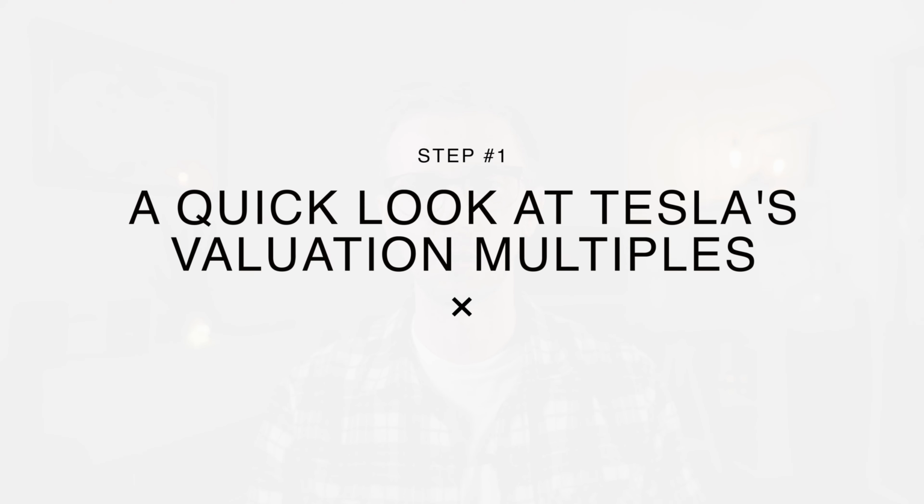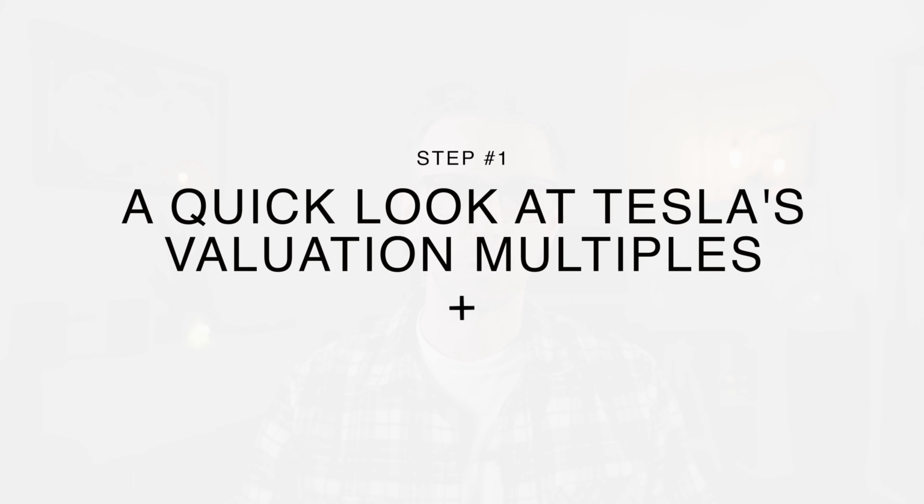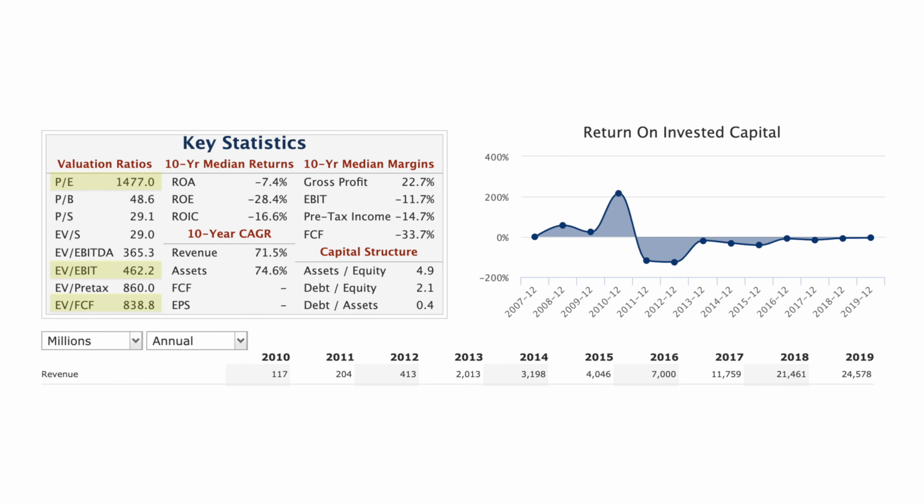And before I get to the reverse DCF, let's just take a look at some of the valuation multiples of the Tesla stock. According to QuickFS and as of January 11th, Tesla is trading at a PE ratio of almost 1,500, an EV to free cash flow ratio of 830, and an EV to operating income ratio of 460. Honestly, these numbers alone are truly staggering and unheard of, I would say.